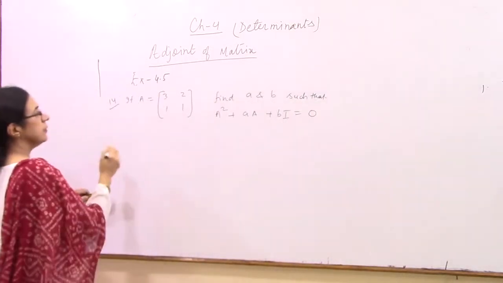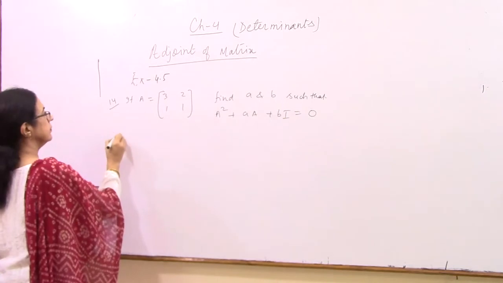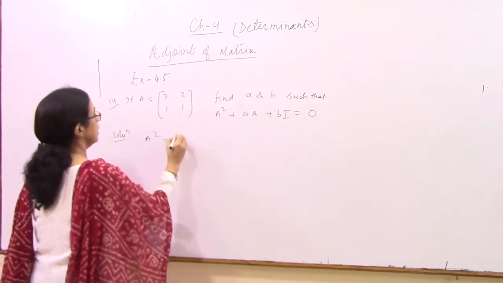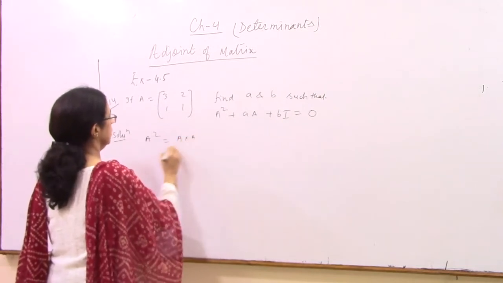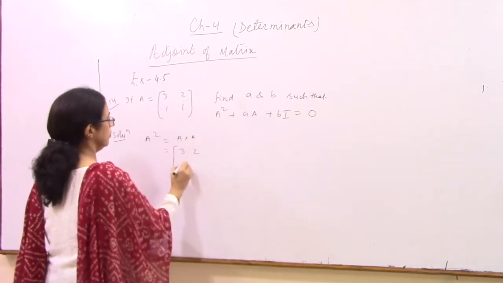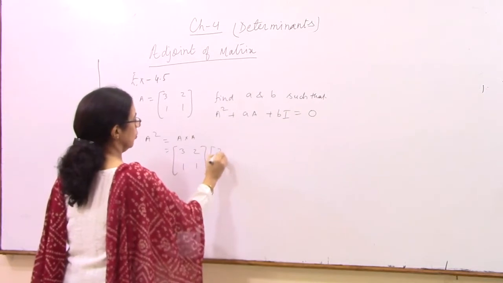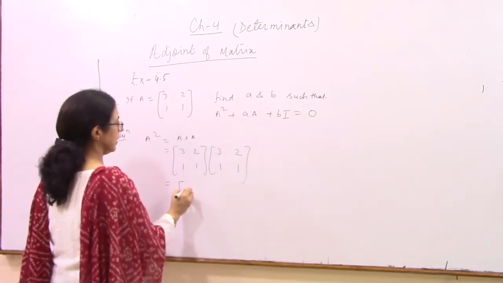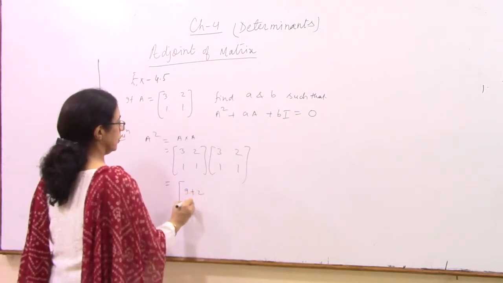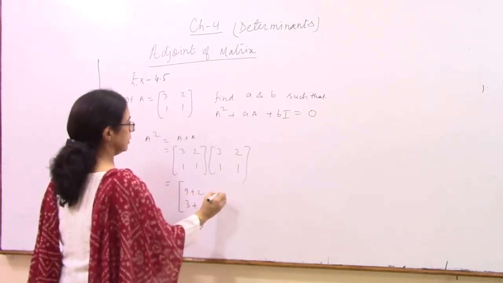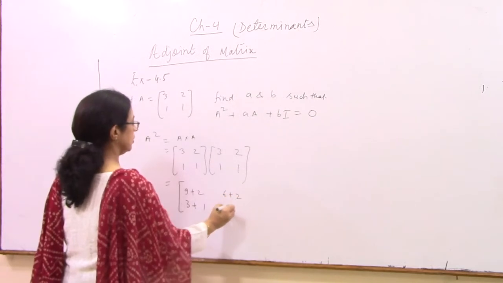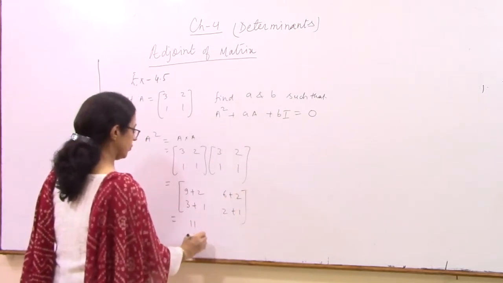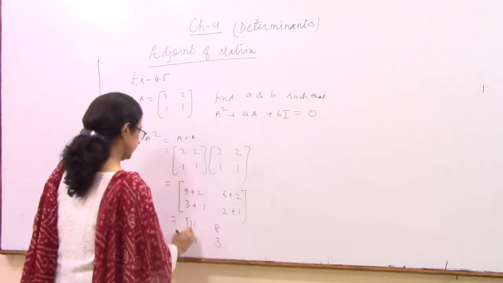Yes. First find A square. A square equal to A into A. So [3, 2; 1, 1] times [3, 2; 1, 1]. Multiplying these two matrices, we have 9 plus 2, 3 plus 1, then 6 plus 2, then 2 plus 1, equal to [11, 4; 8, 3].